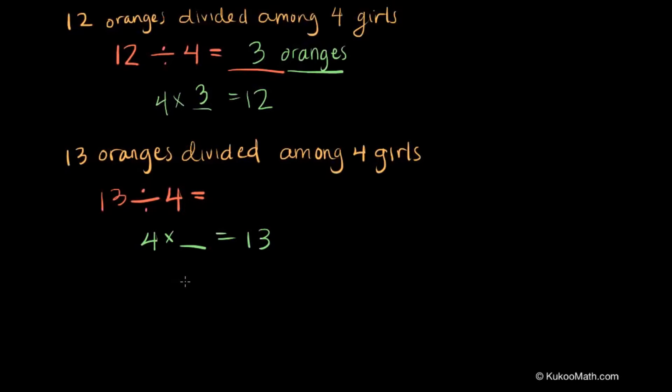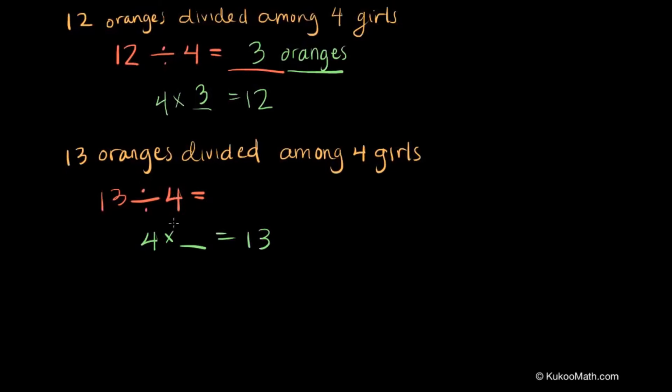If you know your multiplication tables by heart, you'll realize that there's no number multiplied by 4 that will equal 13 exactly. The closest that we can get is the problem that we did before. 4 times 3 is 12. And if we do that, we get this one remaining orange that we can't, well, let's say we can't divide one orange in half. So we have this one little orange that we don't know who to give because it's not even anymore. That's what we're going to call our remainder.